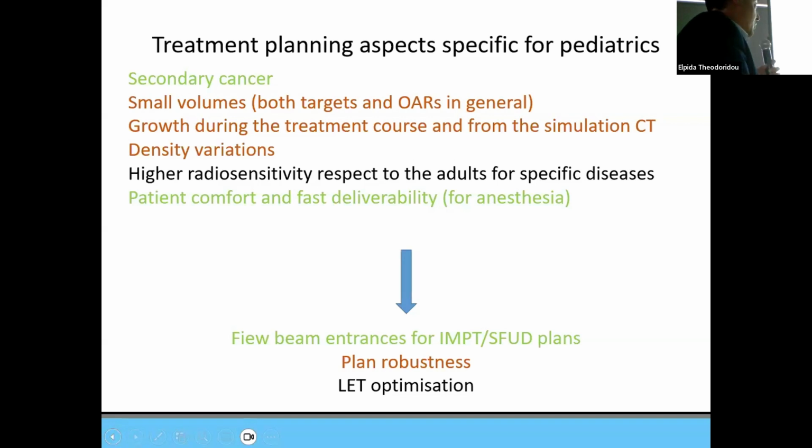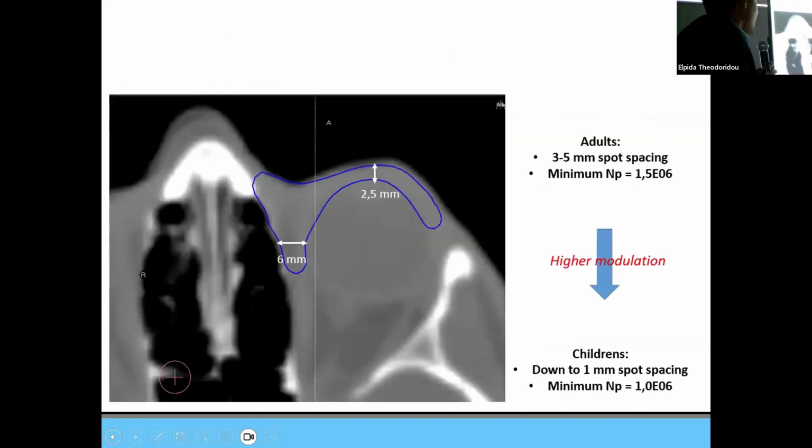So we have to be robust and fast when we deliver the plan, because these patients many times are under anesthesia. So we need few beams, very robust, and from the biological point of view, we have to take care of the LET, linear energy transfer, optimization. This is what I was talking about.